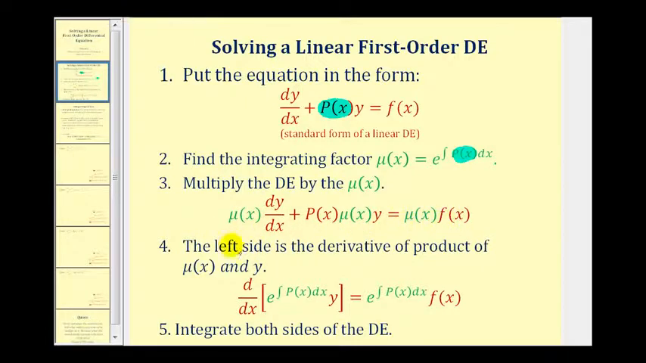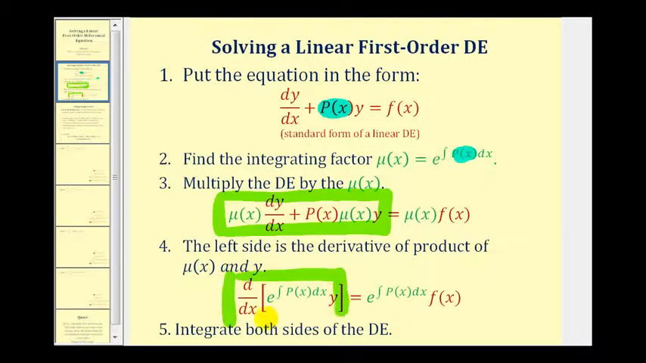And once we have the differential equation in this form, what we should notice is that the left side of the differential equation, or this side here, is now equal to the derivative of the product of the integrating factor mu of x and y. So this left side here is equal to this derivative here, which means this derivative must also equal the right side of the equation given here, which is the integrating factor times the function f of x.